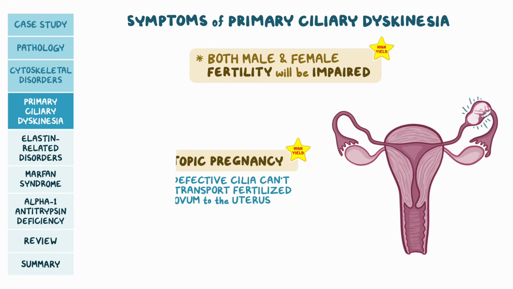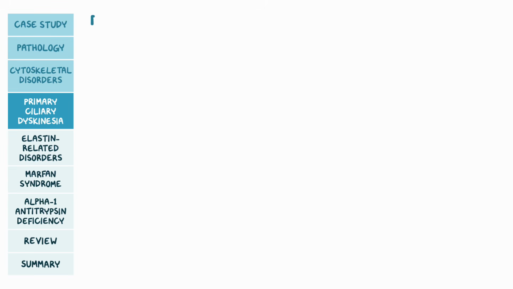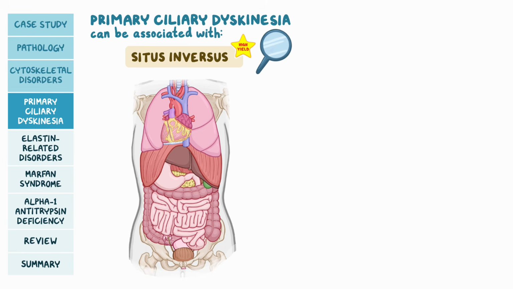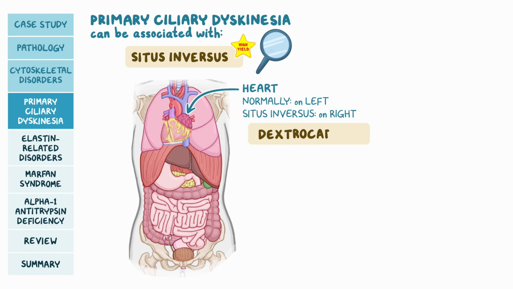Another high-yield fact is that, for unknown reasons, primary ciliary dyskinesia can be associated with situs inversus, a condition in which chest and abdominal organs are positioned in a mirror image to their normal anatomical location. For example, the heart is normally present on the left side of the chest, but in situs inversus, it would be on the right side. And the high-yield term used to describe this is dextrocardia.